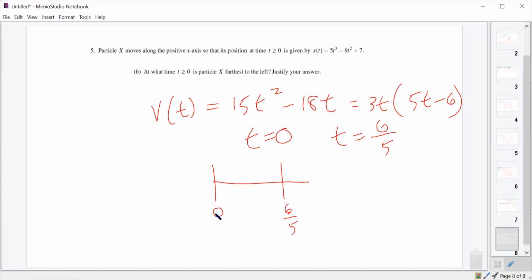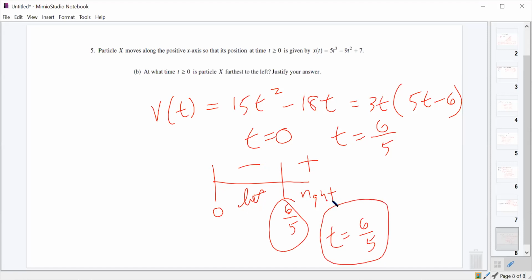And if we plug in something like 1 to this, we end up with a positive times a negative, which tells us that the velocity is negative, which tells us that it's moving to the left this entire time. And then greater than 6/5, like 1,000, this is positive. So it's moving left, then it's moving right. So it must be farthest to the left when it's done moving to the left at t equals 6/5.